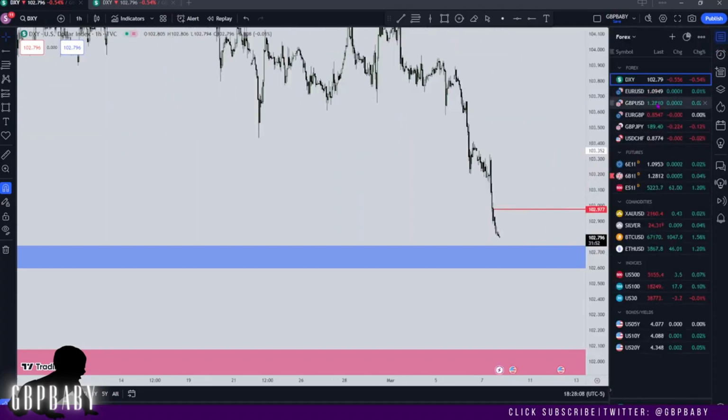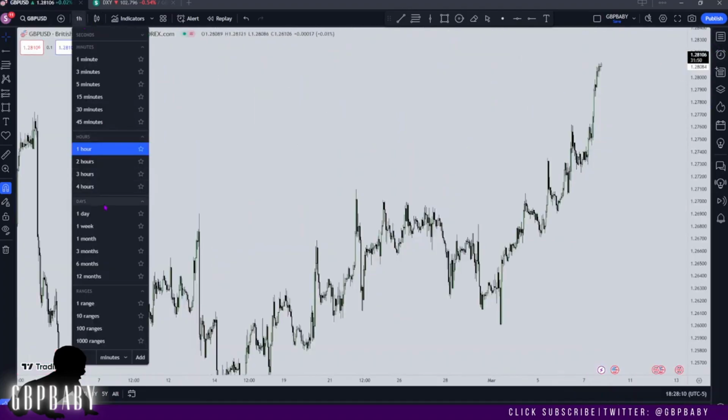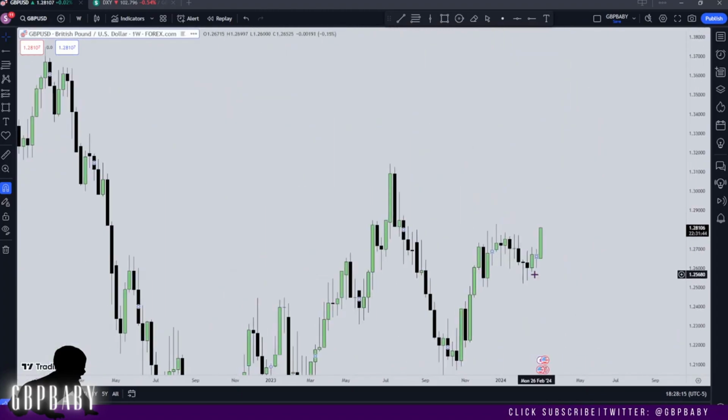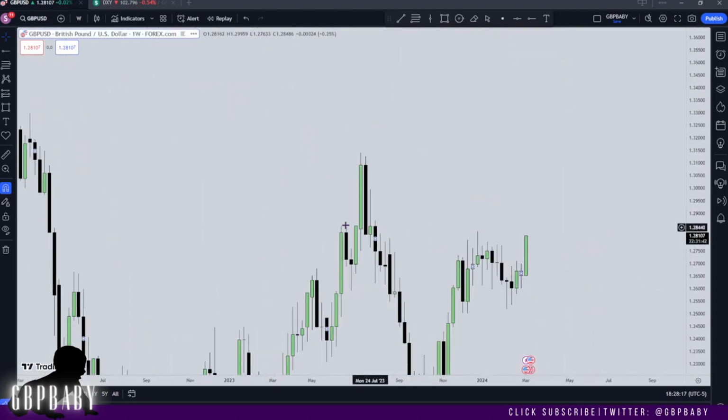Let's go to GBP USD. We'll start on the weekly, and of course with dollar falling so heavily lower, what do we see on GBP? We see us rallying higher. Now, we have traded into these relative equal highs. I did mention them once or twice, so we're just about to trade through those.